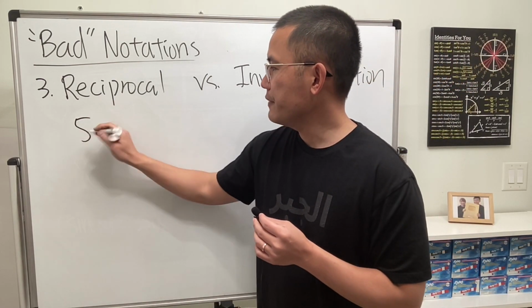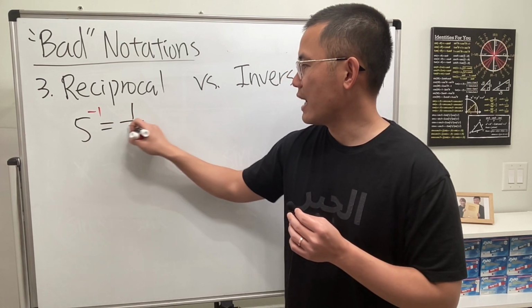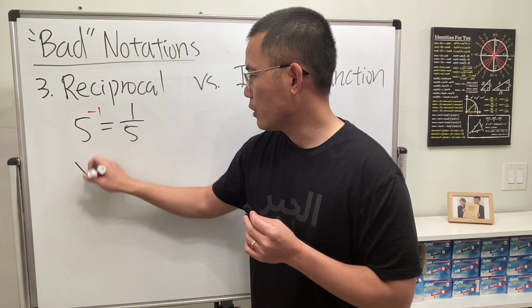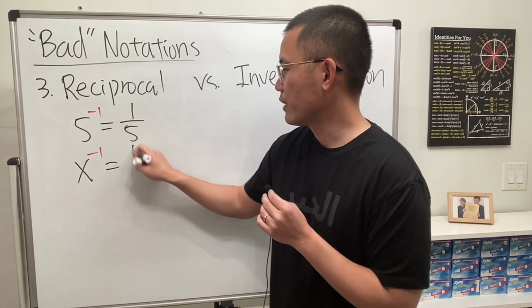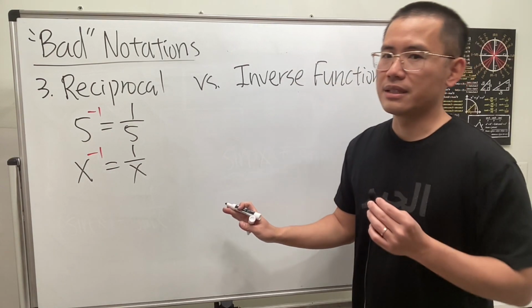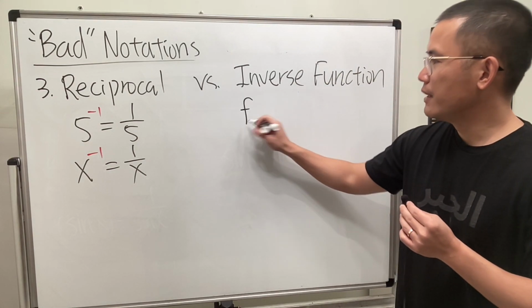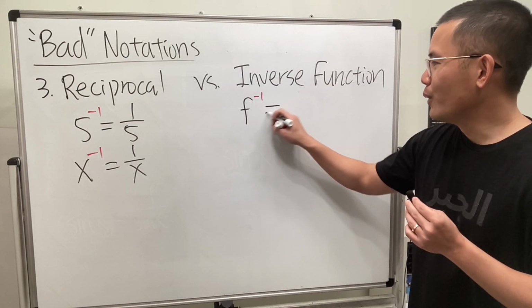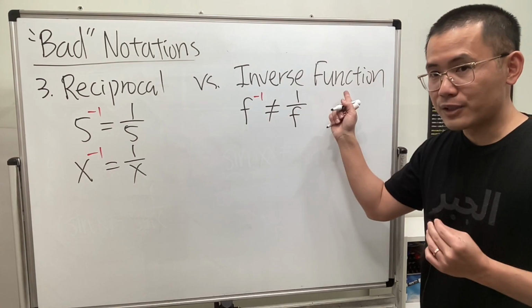Suppose I have a number 5 raised to a -1 power. This means 1 over 5, just a reciprocal of 5. And if we have a variable, that's x, raised to a -1, this right here is just 1 over x. No problems on this. However, if you have a function, that's f, and then if you put -1 right here, this is no longer the same as 1 over f, because f is a function.